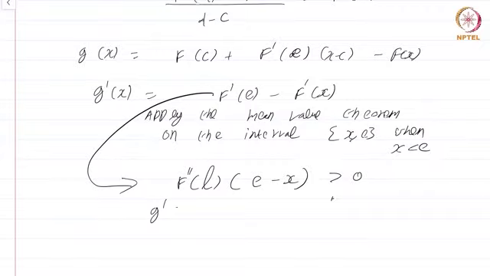So what we have concluded is that g'(x) is greater than 0, not just on the interval, on (c, E). X could have been any point in the interval (c, E), and we could have applied this argument to conclude that g'(x) is greater than 0 here.